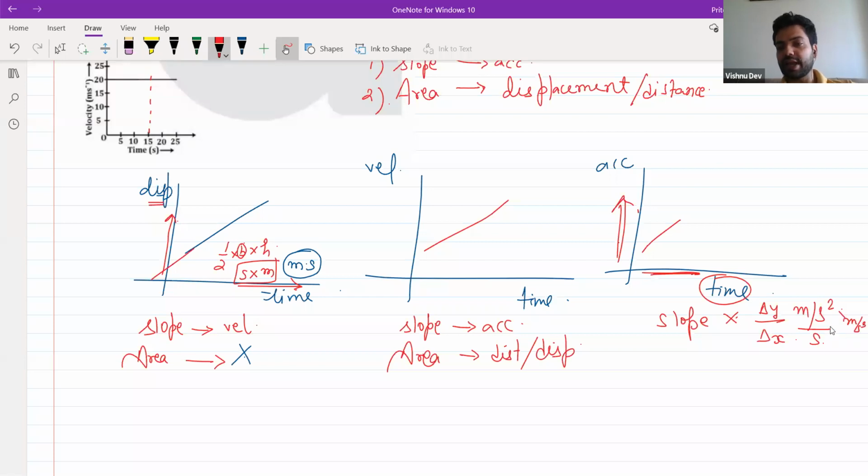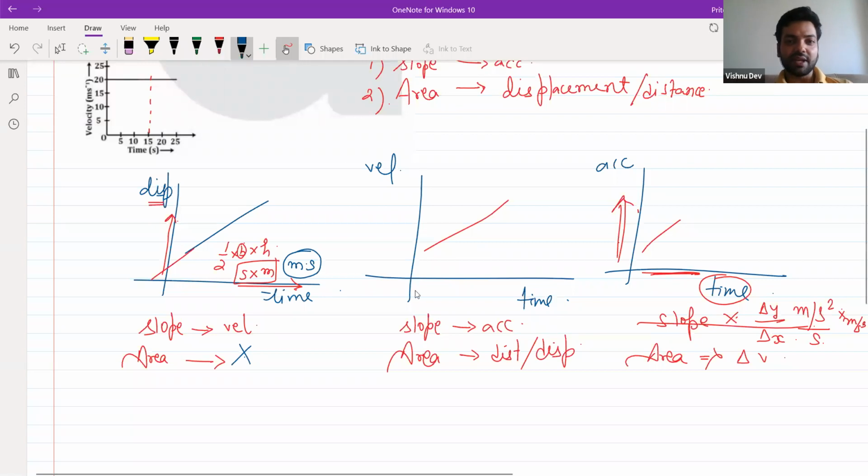No quantity has this unit, so that's why its slope will not be used. Only area will be used, and area will give us the change in velocity. Okay, so one question came to my mind, where we will be able to distinguish distance and displacement in a velocity-time graph.